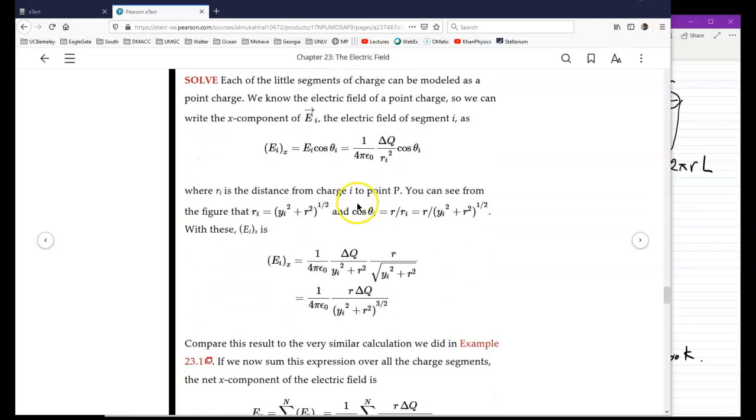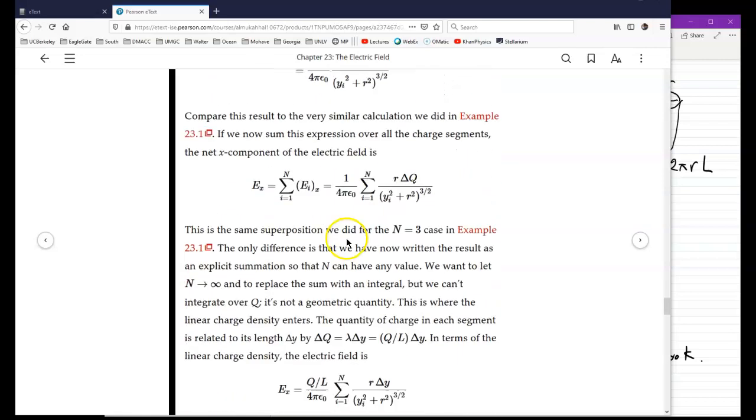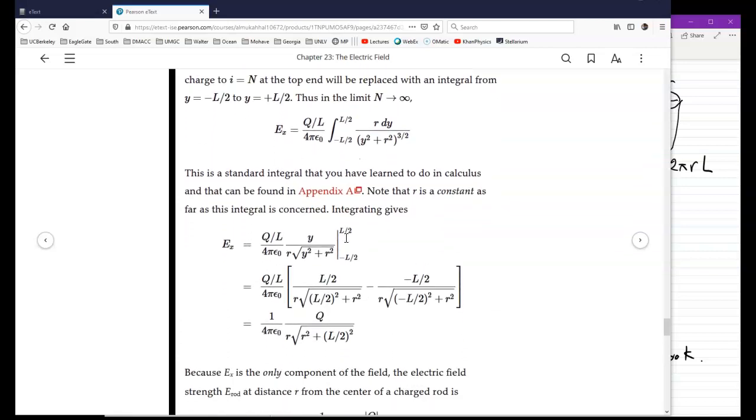And then he goes on through the calculation. Here they are. He goes on and on and on. It's a very long page.